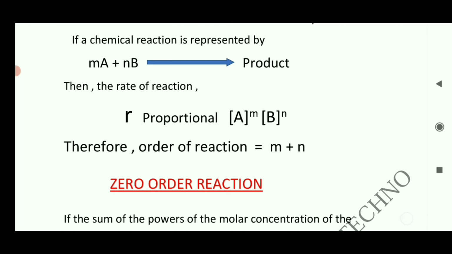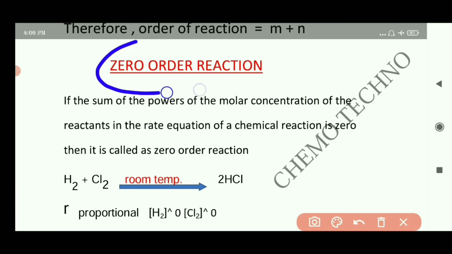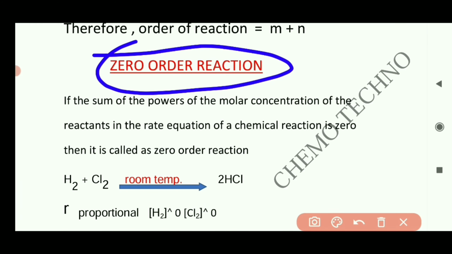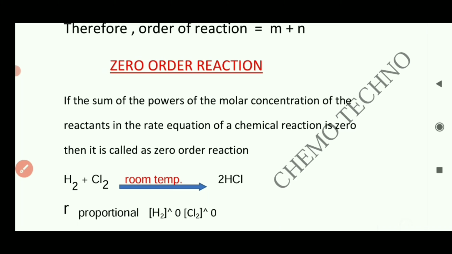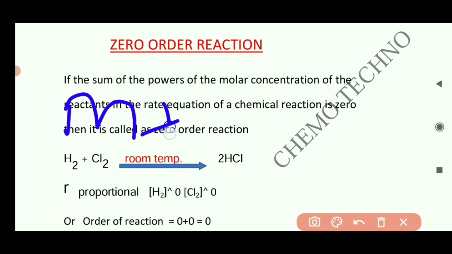So friends, here you have to see zero order reaction. See what is zero order reaction. So let's see, if the sum of the powers of the molar concentration of the reactants in the rate equation of a chemical reaction is 0, then it is called as a zero order reaction. If the powers m plus n is equal to 0, then it is called as a zero order reaction.